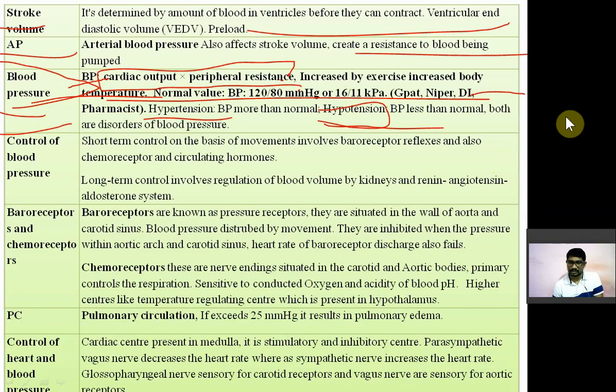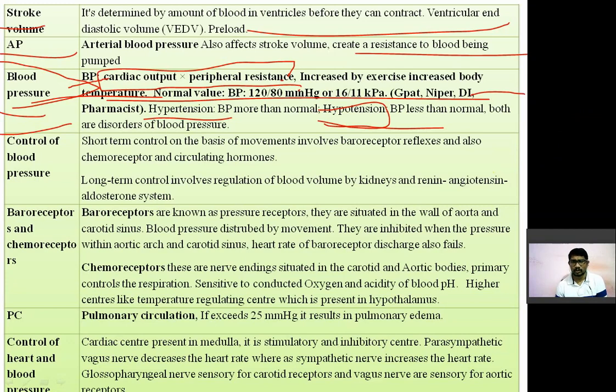So that is again normal. 120 by 80 is normal, 125 by 80 is also normal. Yes, if your systolic blood pressure is around 135 and diastolic blood pressure is around 85, then only you are suffering from hypertension. So remember what is hypotension, what is hypertension. Hypotension means less than normal blood pressure. Hypertension means more than normal blood pressure.